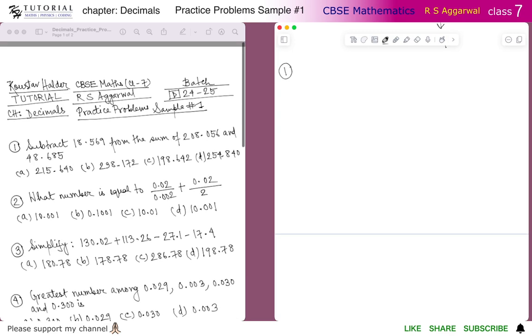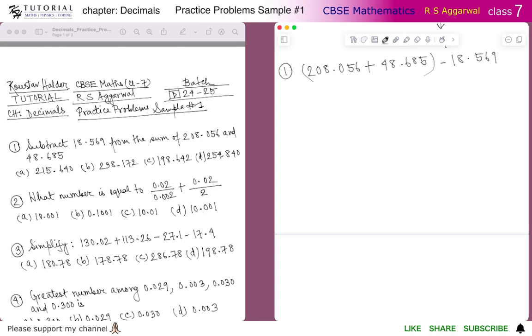Okay. So the first one says: subtract 18.569 from the sum of this and this. So it is asking to subtract from the sum of 208.056 plus 48.685. From the sum of these, it is asking to subtract 18.569. So this is a simplification of decimal numbers where we have multiple addition and subtraction operations. In this case, we have one addition and one subtraction.